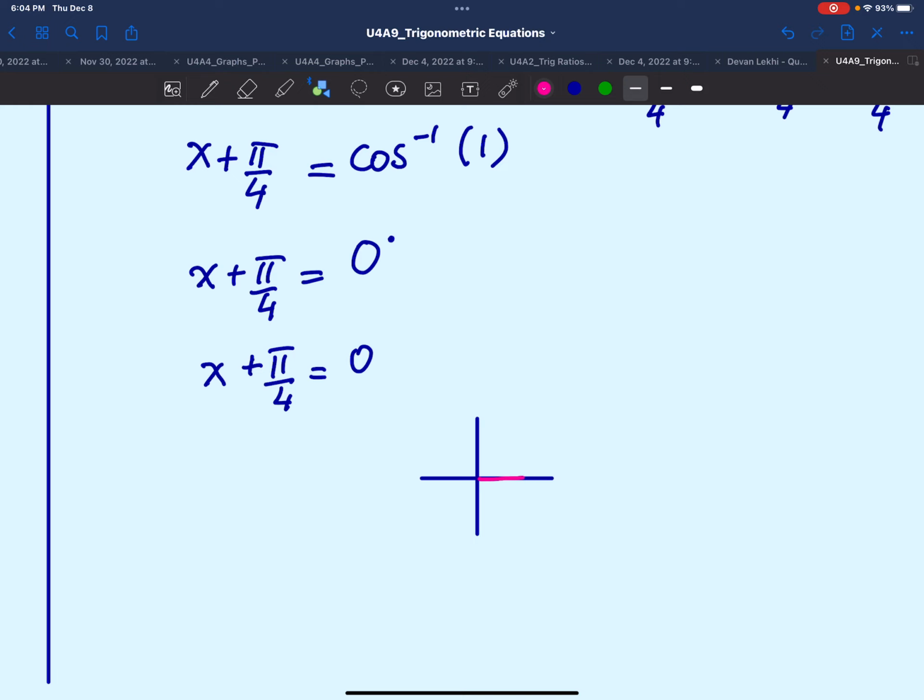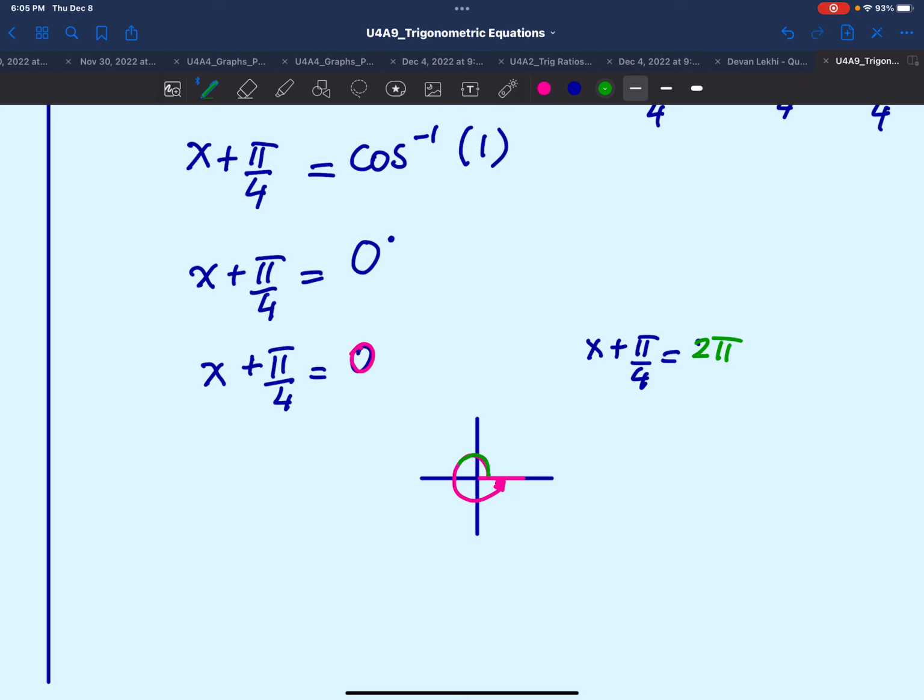A 0 degree angle will have the terminal arm on the positive x-axis. And we can create another angle with the same cosine by reflecting the terminal arm about the x-axis. But because we are on the x-axis, the reflection lands on the same arm, so that's going to be the only terminal arm we can draw. But we can read the angle up to 2 pi. So there we go. We have the angle x plus pi over 4 equal to either 0 or 2 pi.